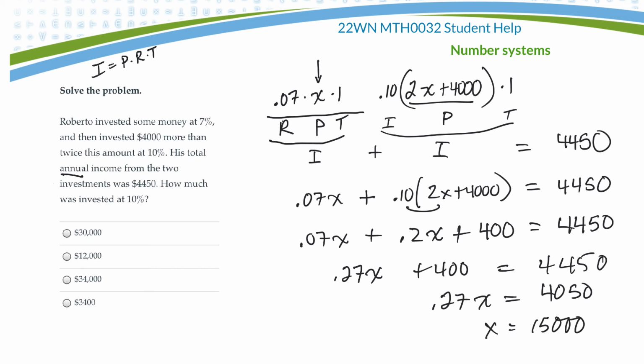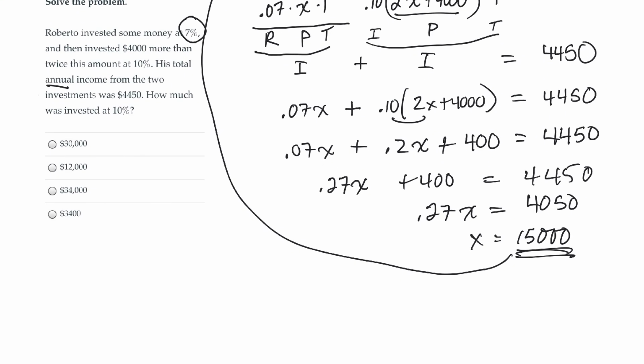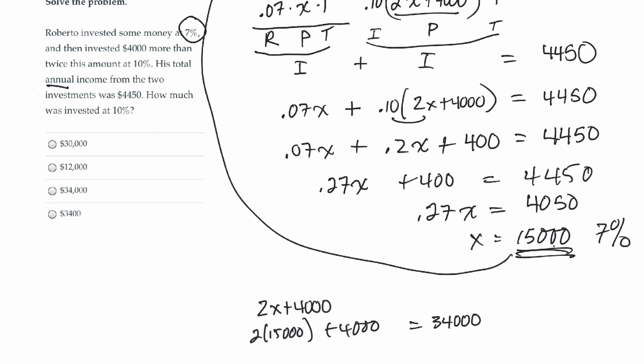So that is what X is. So that's that number right there. So they must have invested $15,000 at 7%. But the question says how much was invested at 10%. So I know that the 10% one was 2x plus 4,000. That's how much they invested at 10%. So if I plug my X in, which is 15,000, 2 times 15,000 is 30,000 plus 4,000, so that'd be 34,000. So 15,000 he invested at 7%, and then 34,000 at 10%.